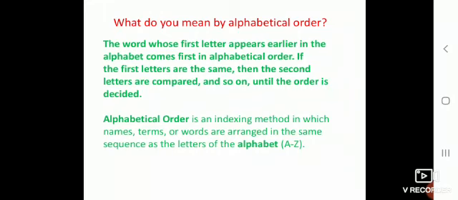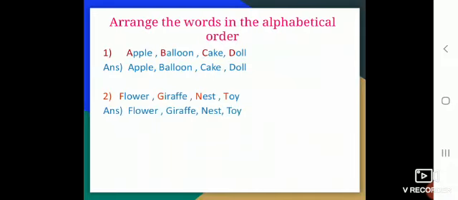So, when the words are arranged in the order or sequence of the letters as in the alphabetical sequence A to Z, then the words are said to be in alphabetical order. So, let us take an example. Arrange the words in alphabetical order. Now, look at these examples. Two sets of examples are there.